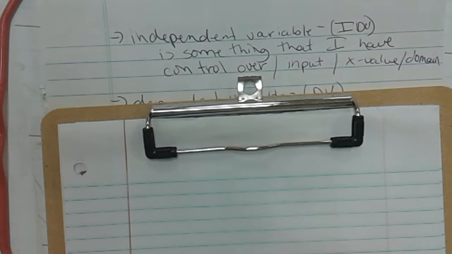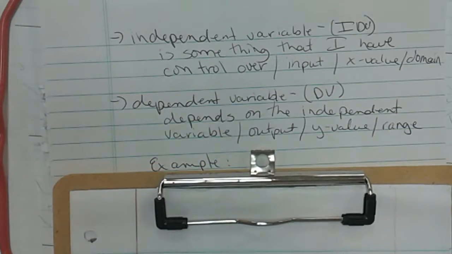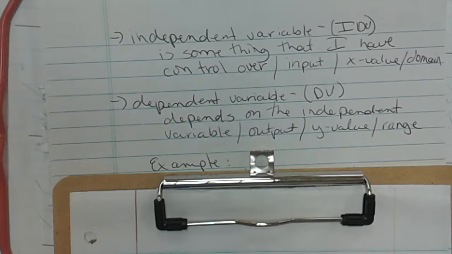If I'm talking about an independent variable, I'm talking about something that I have control over. I control this, okay? Dependent variable, we call it the DV. It depends on the input. It depends on the independent variable. It is the output, it is the y values, and it is the range. So if I'm talking about dependent variables, those values are going to be the y values, they're going to be the range, and it's what's coming out of the situation, okay?